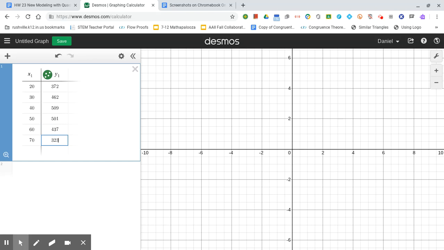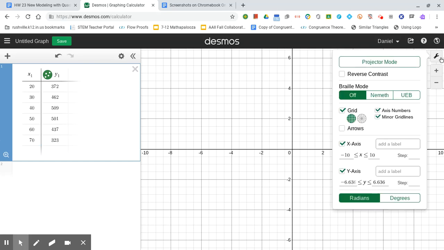In this case, though, we can't see those points because our grid is only looking out to 10 in this direction and about 7 in the other direction. And these numbers are much larger than that. So now that we have our data points put in, we are going to change our viewing window by going to the graph settings, the wrench, and we're going to change how far we can see on the x-axis. So right now we can only see out to 10.